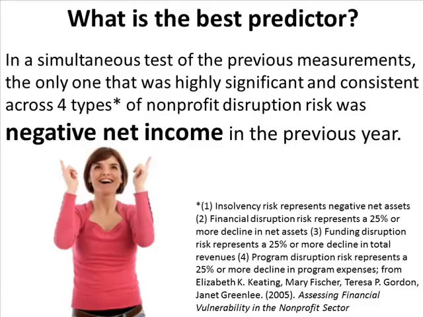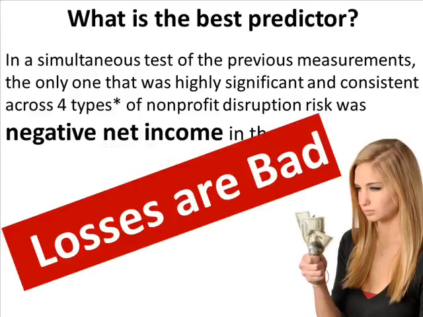Well, in a simultaneous test using tens of thousands of nonprofit organizations of the previous measurements, the only one that was highly significant and consistent across 4 different types of nonprofit disruption risk was negative net income in the previous year. So this covers financial disruption, which is a 25% or more decline in net assets; funding disruption, a 25% or more decline in total revenues; program disruption risk, 25% or more decline in program expenses; or insolvency, simply negative net assets. So how do we translate this? Very simply, losses are bad, whether you're in the for-profit or nonprofit context.